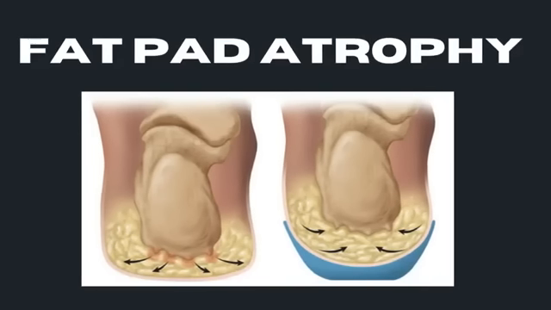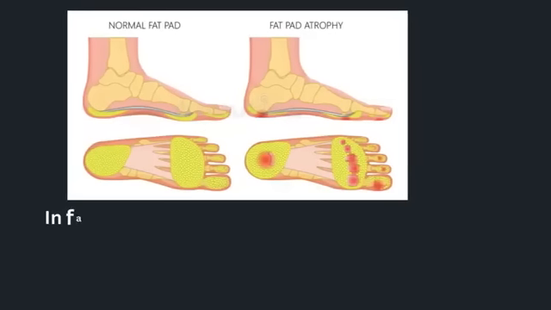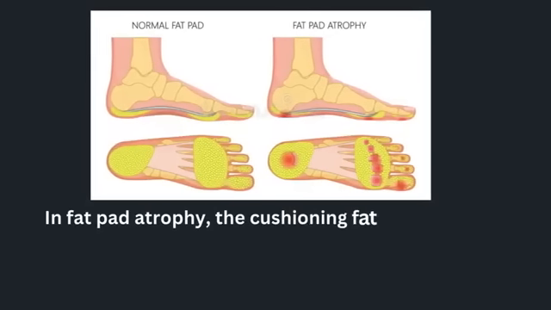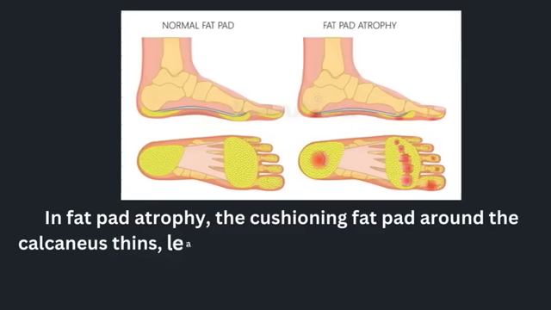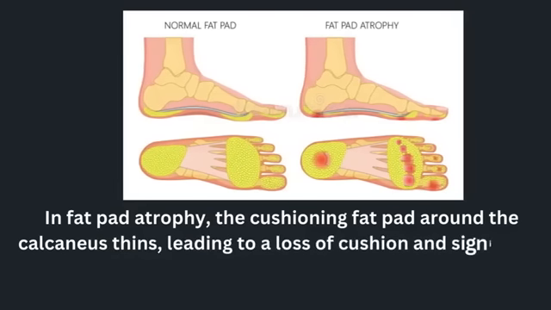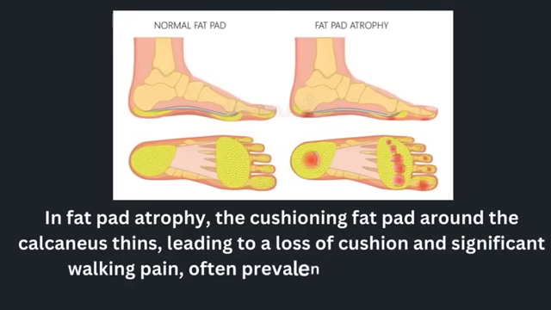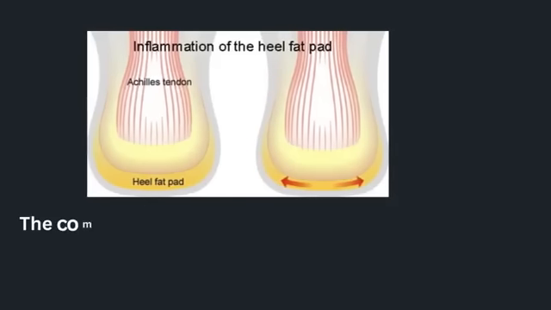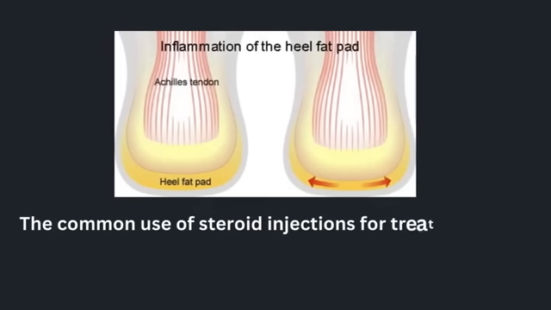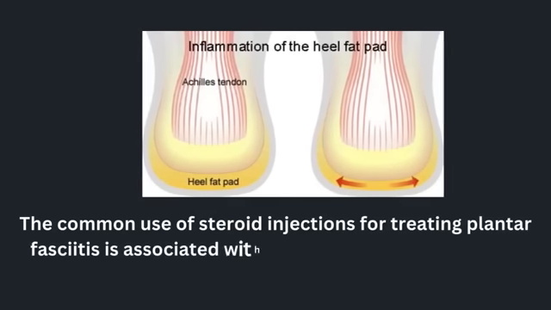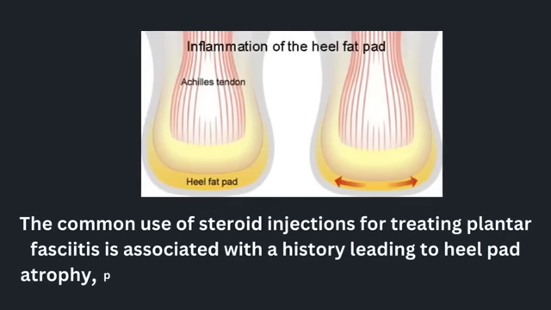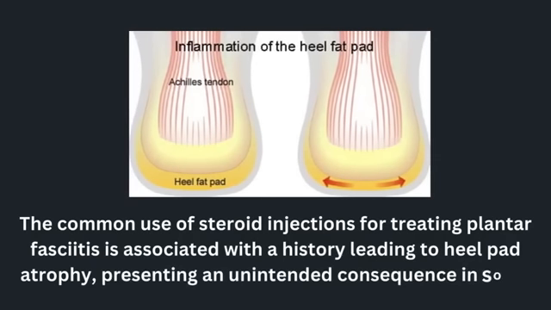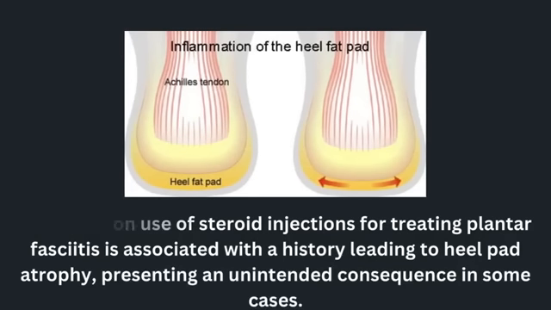Fat pad atrophy. In fat pad atrophy, the cushioning fat pad around the calcaneus thins, leading to a loss of cushion and significant walking pain, often prevalent among the elderly. The common use of steroid injections for treating plantar fasciitis is associated with a history leading to heel pad atrophy, presenting an unintended consequence in some cases.